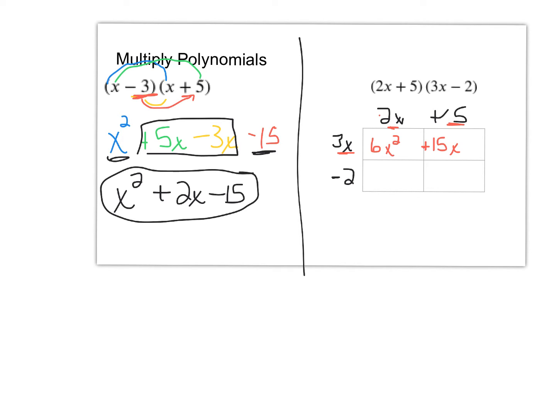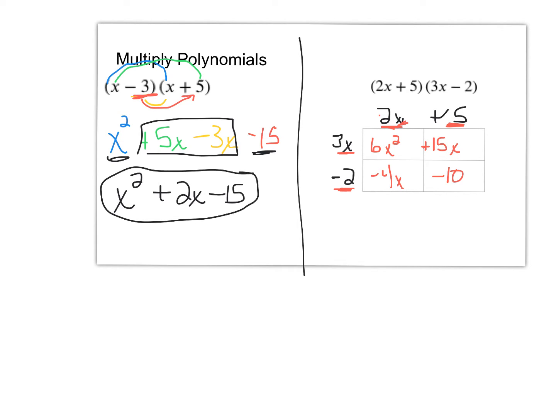Okay, now we do our next part. So we're going to do this 2x here times the negative 2. So negative 2 times a positive 2 is negative 4. And then the x with nothing there is just x. And then we have the positive 5 times the negative 2, which is negative 10. So at this point, it's kind of organized our data for us a little bit.